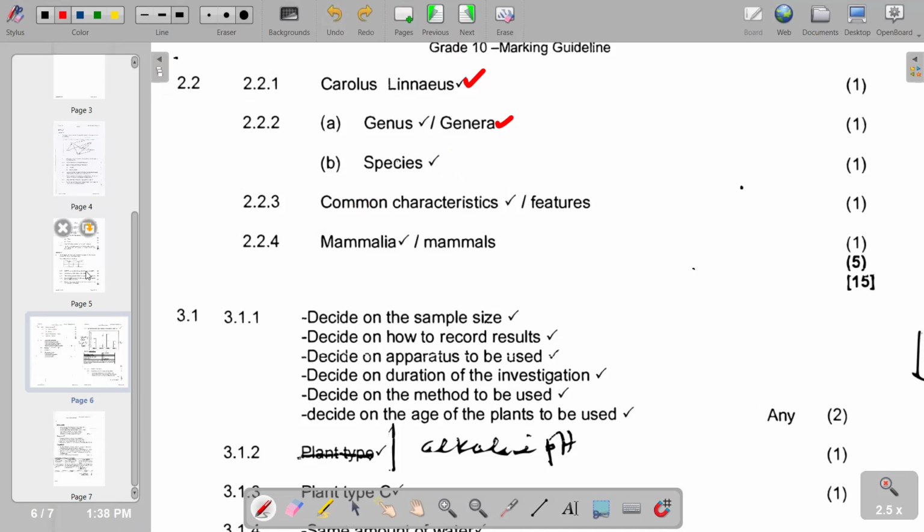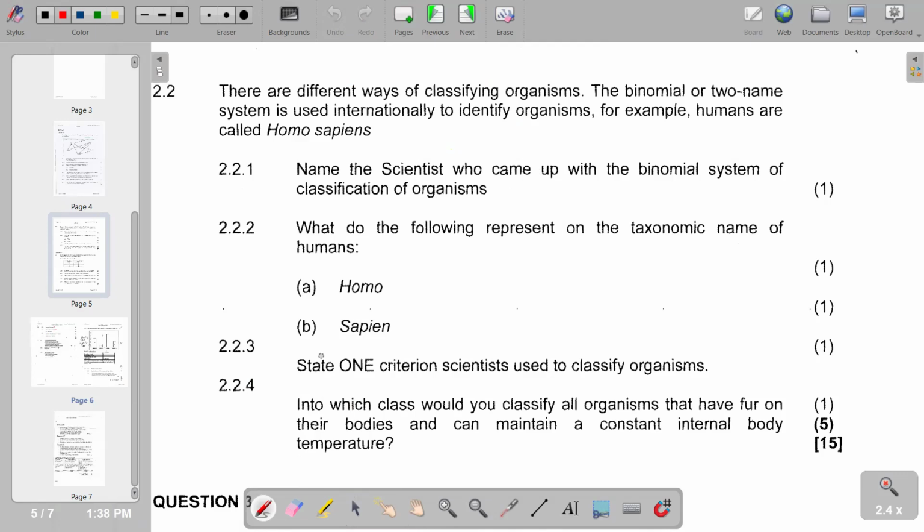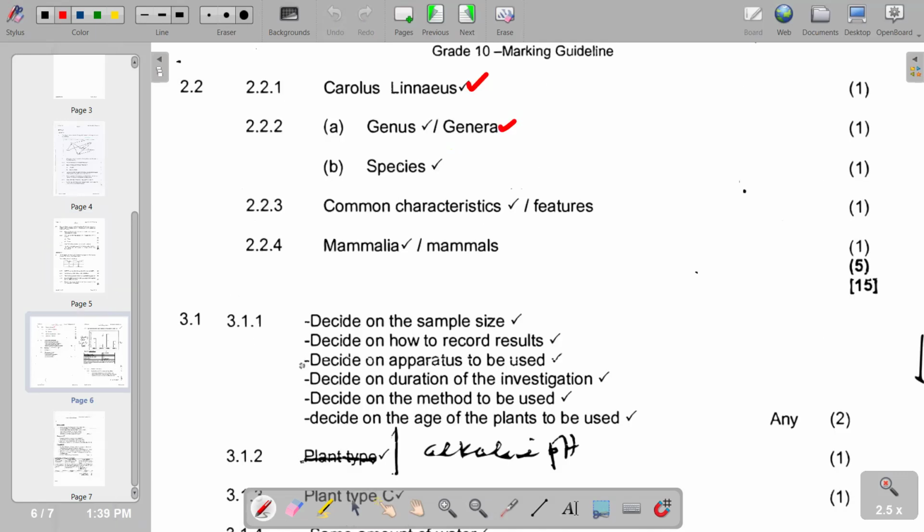Then we go to the next part, 2.2.3. State one criterion scientists use to classify organisms. You'll see that they use features or common characteristics. So this is what we have on this part.